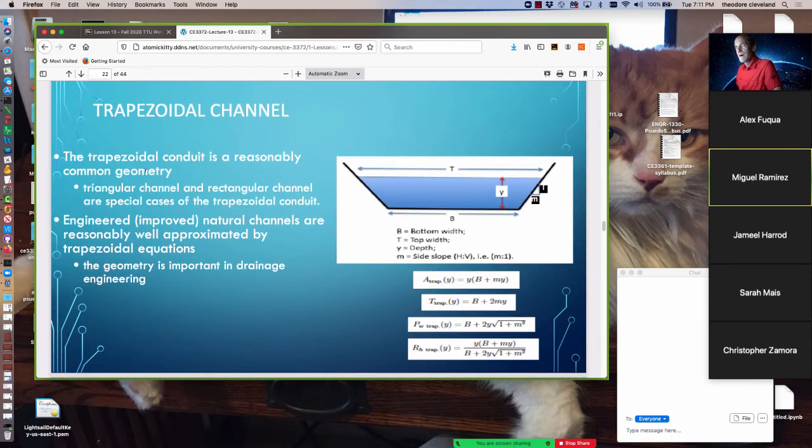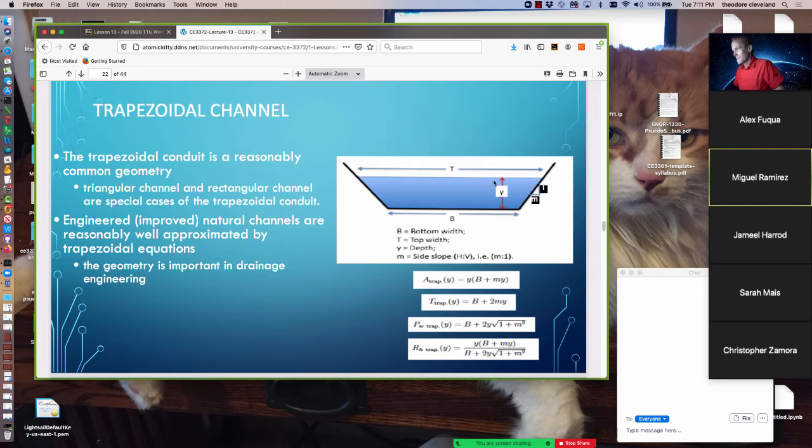The next geometry we want to look at is trapezoidal. And here is a picture of a trapezoidal channel. This is a pretty common geometry, and interestingly enough, a rectangular channel is a special case of a trapezoidal channel, and a triangular channel is also a special case of a trapezoidal channel. Most engineered natural channels or engineered concrete lined channels are pretty well approximated by trapezoids, and so we can use that geometry to our advantage in a lot of different cases.